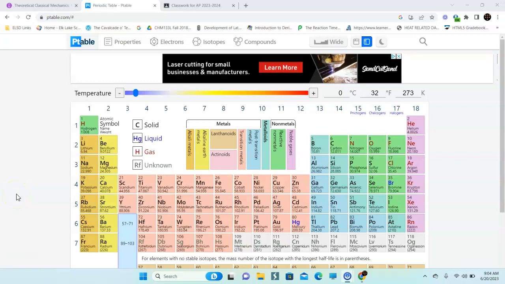Good morning, everyone. I just posted this link to an interactive periodic table, and I encourage you to go to it and examine it a little bit.